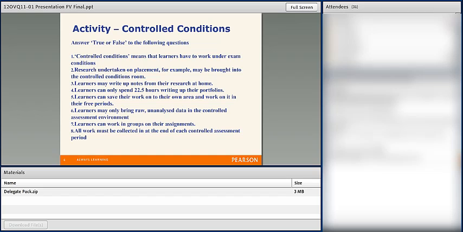Learners may only bring raw, unanalysed data into the controlled assessment environment. I've already covered that in terms of question 2. Yes, that is true. They may only bring raw, unanalysed data into the controlled assessment environment.